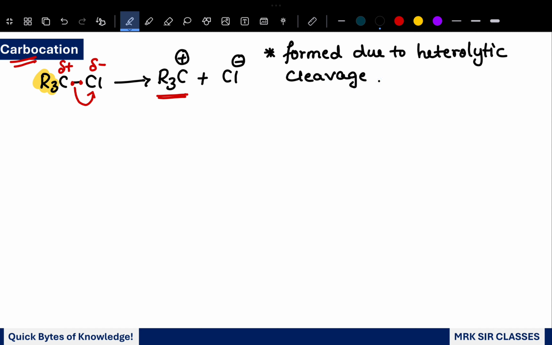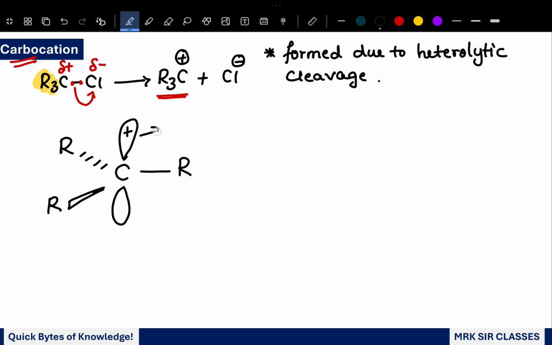Now let us see the structure of this carbocation. So you have carbon in the center, which is surrounded by three groups. So that is the first one, second one, third one. And this carbon, it is having a vacant orbital here. So this is the vacant orbital. Fine. So if you see around this carbon, there are three bonds and each bond is having 2 electrons each. So total around this carbon, there are only 6 electrons.